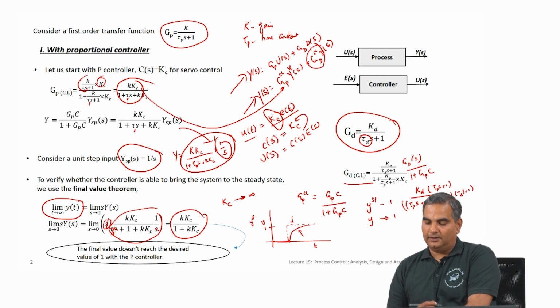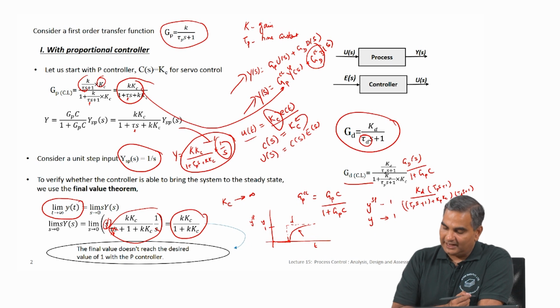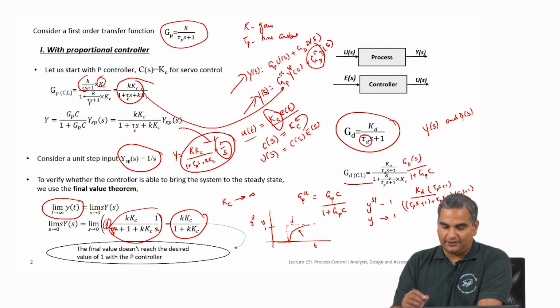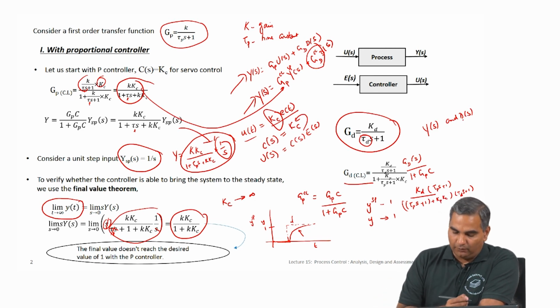So this is what you will have in terms of the transfer function between y(s) and d(s). Now if you do the same thing and say I am going to give a step in my disturbance, and then I want to see what happens.